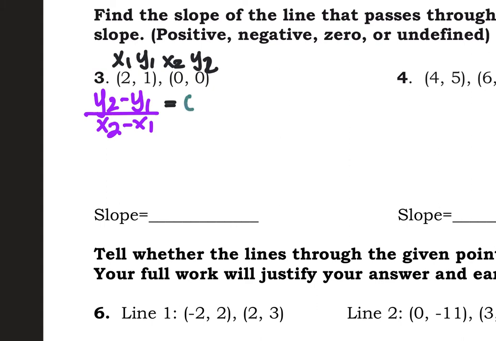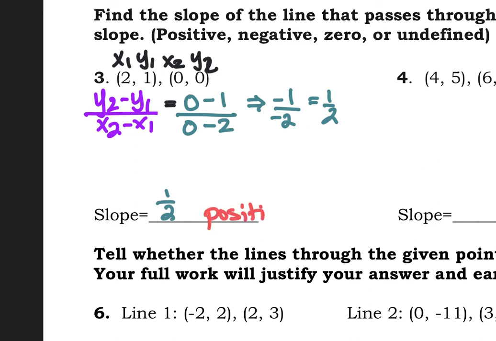y2 is 0, minus our y1 is 1, our x2 is 0, and our x1 is a 2. So 0 minus 1, if we enter that in the calculator, it's going to give you negative 1. And 0 minus 2 is negative 2. What's a negative by a negative? Positive. So this is going to be 1 over 2. Is this a positive, negative, 0, or undefined slope? This is a positive slope.